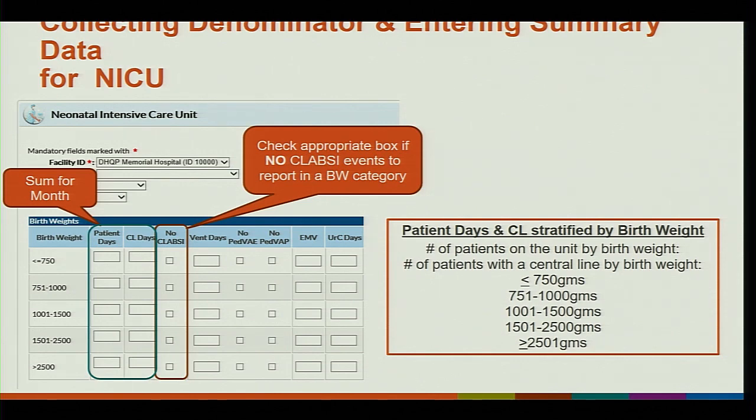Patient days and central lines in the NICU are stratified by birth weight. So the number of patients on the unit by birth weight, the number of patients with a central line by birth weight, and again, your birth weights are listed here.